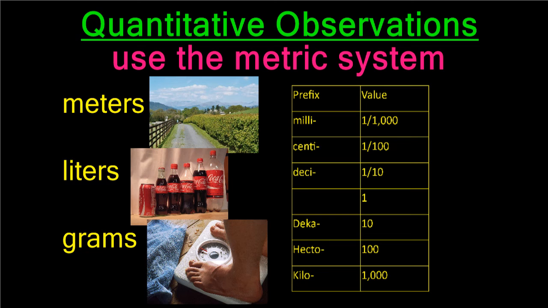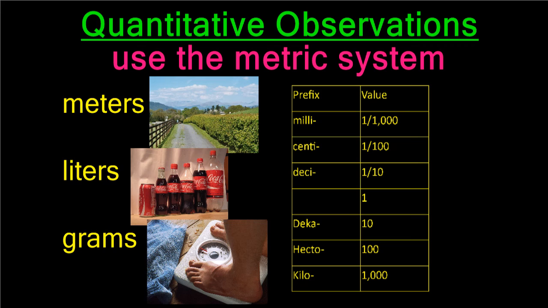The prefix milli, as in millimeter, would mean that you have 1/1000th of that standard 1 meter. A centimeter is 1/100th of a meter. A decimeter is 1/10th of a meter.